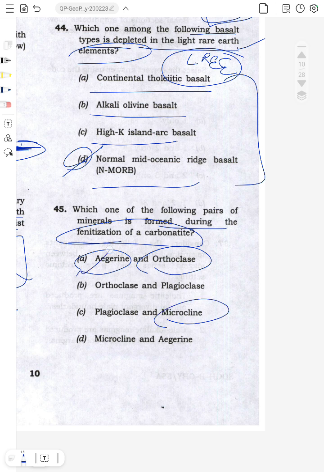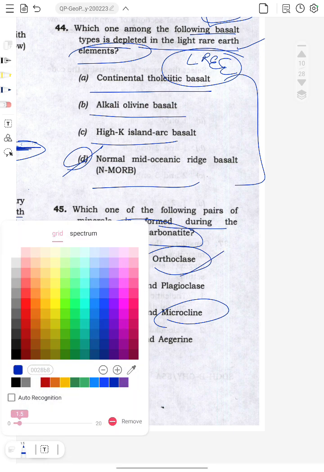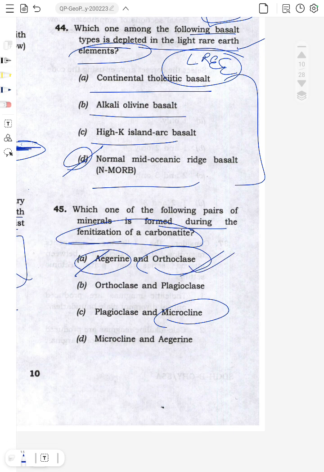Aegirine is a sodic-rich pyroxene, orthoclase is potassic feldspar, and microcline is again potassic feldspar. So it's the dominance of alkali metals. A mineral assemblage is also there. Along with that, we have riebeckite, orthoclase, microcline, nepheline, feldspathoid, hematite, magnetite. These all are the mineral assemblage we get. So aegirine and orthoclase. Why not plagioclase? Plagioclase is something that consists of calcium in it. So plagioclase is removed. Microcline and aegirine.